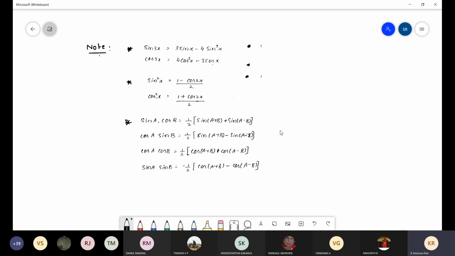Sin A cos B is equal to half into sine of A plus B plus sine of A minus B. Cos A sin B is equal to half into sine of A plus B minus sine of A minus B. Both are sine only. The first one is plus when it begins with the sine term; the second is minus when it begins with the cos term. These two represent one type and these two represent another type. Cos A cos B is half into cos of A plus B plus cos of A minus B, and sin A sin B has the same terms but plus becomes minus, and outside there is also a negative sign: minus half into cos of A minus B minus cos of A plus B.